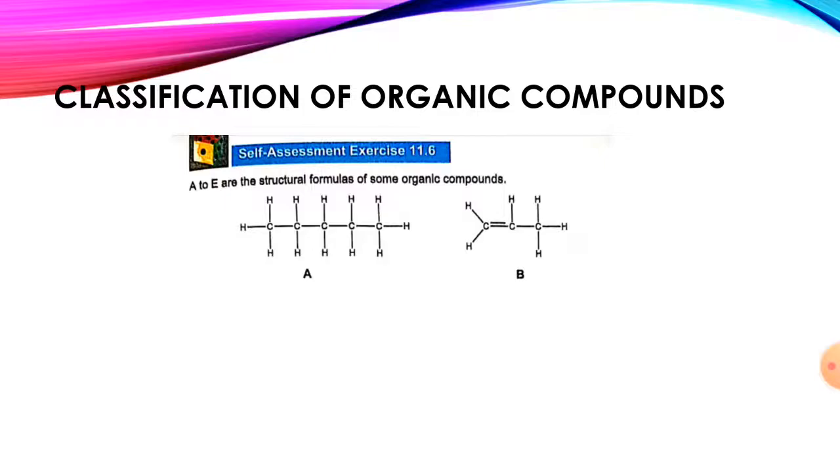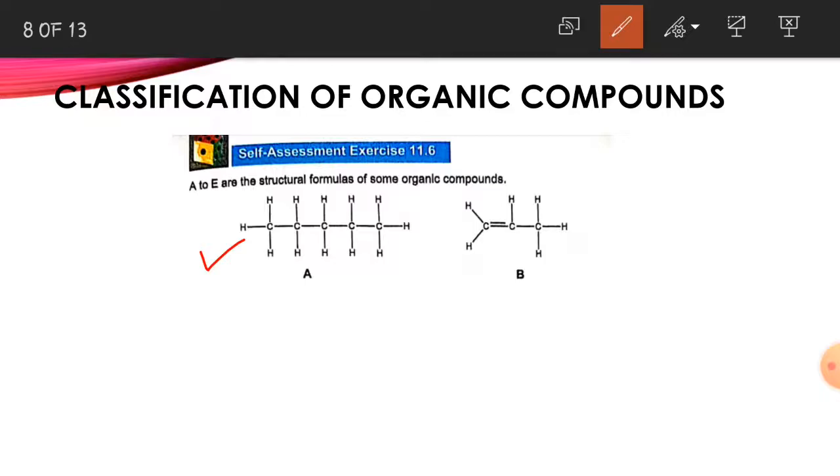So let's do a self-assessment exercise related to this topic. We are given 5 structures and we have to classify them accordingly. First structure, as we have read before, contains 5 carbon atoms, so it is a pentane. Since there are no carbon atoms present on the sides of the chain, it is a straight chain organic compound. In the second case, this chain also does not contain any side group or substituent, so structure B is also a straight chain organic compound.